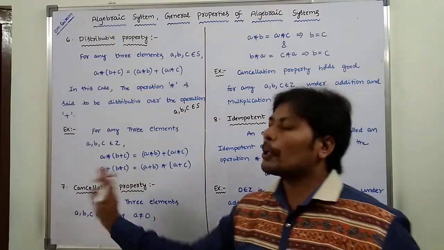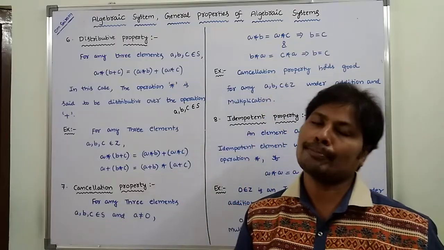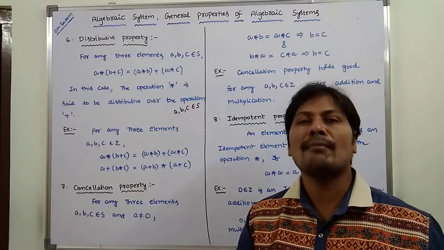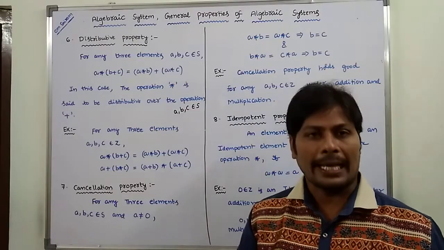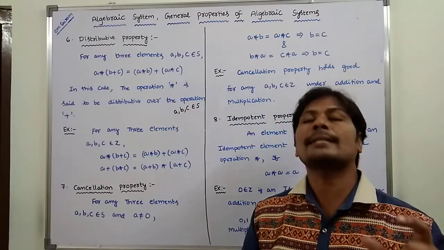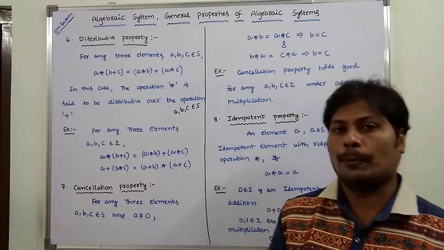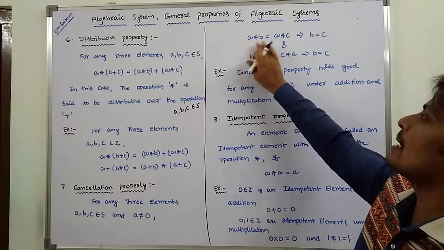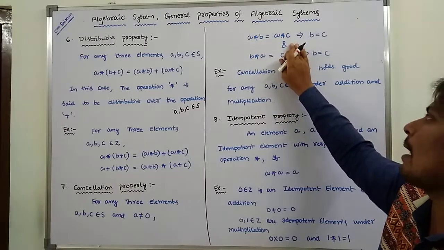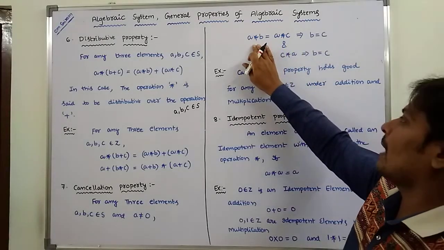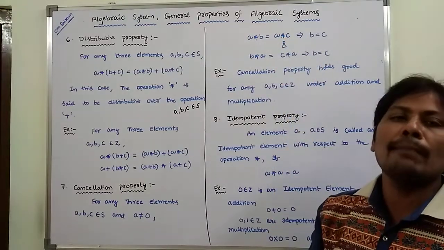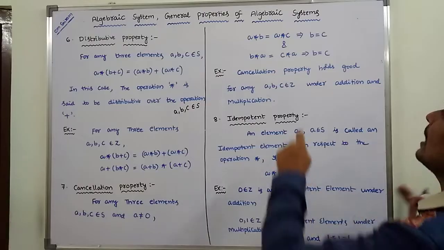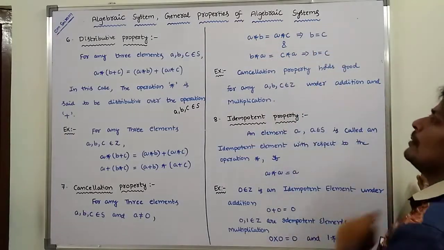Okay, next property is cancellation property. For any three elements A, B, C belongs to S and A compulsorily not equal to 0, then the cancellation property is: A star B is equal to A star C. So left hand side and right hand side, the same element A is there. We can cancel that element. The remaining elements are B equal to C.